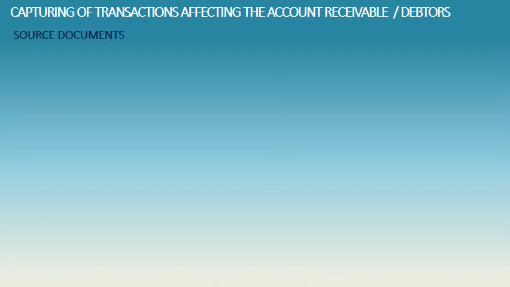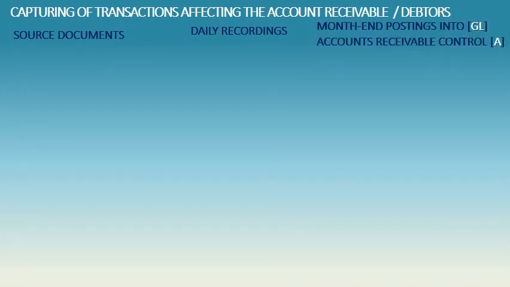By analyzing the source documents showing the daily recordings into the personal accounts of clients and the month-end posting into the accounts receivable control in the general ledger. Starting with the duplicate invoice for credit sales, these on a daily basis will be recorded in the accounts receivable journal and immediately debited to the subsidiary ledgers of clients.